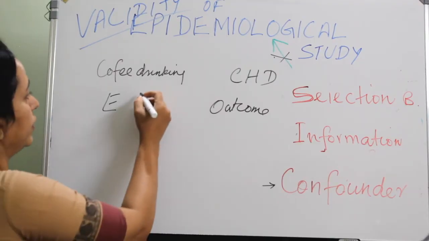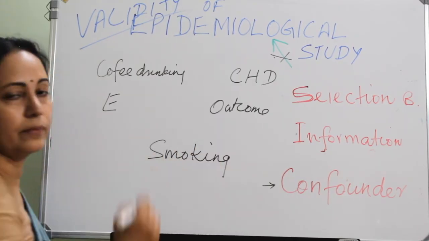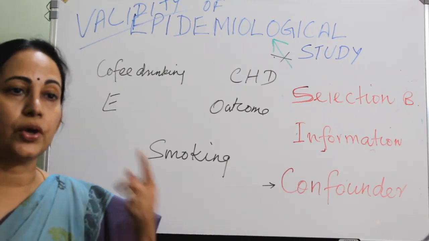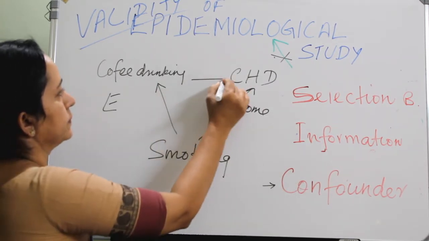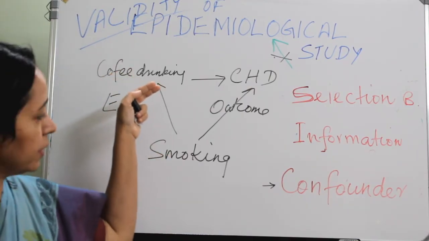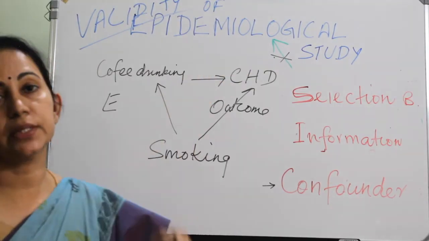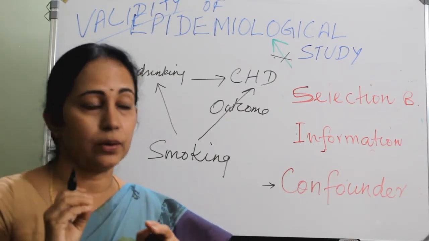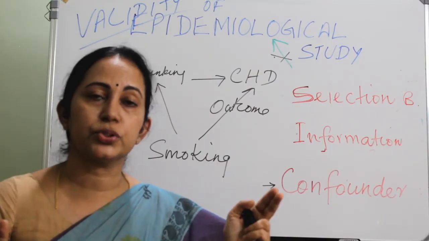So here a confounder is smoking. Okay, and this smoking is a confounder, and it will modify the effect of both exposure and also outcome. Smoking may be more associated with coffee drinking, and also smoking will cause hypercholesterolemia, such things, and also it will increase the chances of coronary heart disease. So a confounder is a confusion effect which will affect both exposure and outcome.